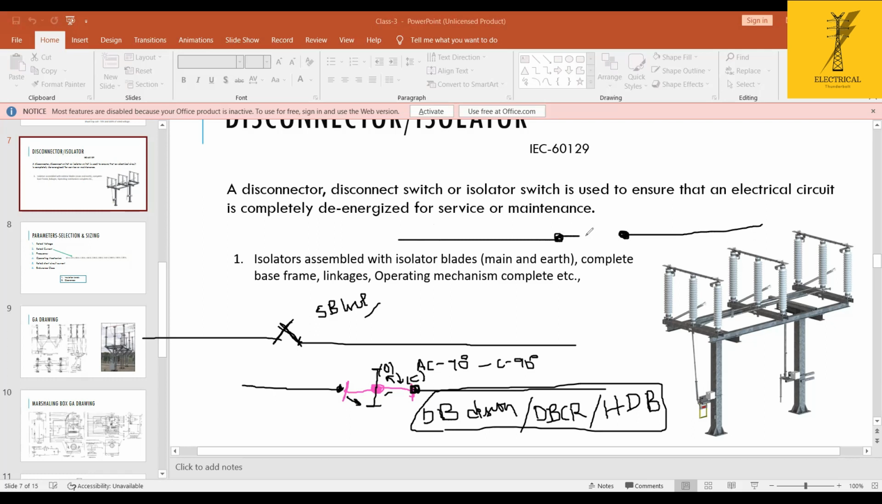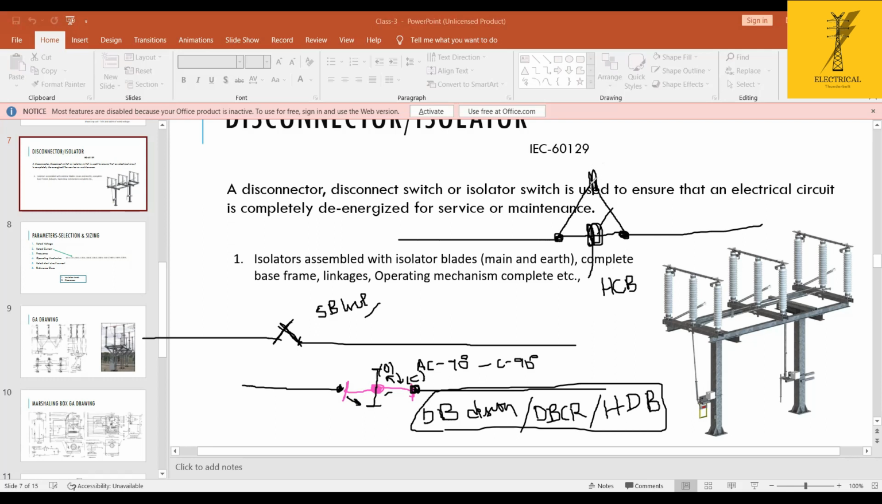It has some connection like this. This will be moved towards that, and these are the fixed ones. So it's breaking horizontally. This is the horizontal central break isolator. The same thing, if it is opening in a vertical way, is called the vertical central break isolator. It is like this. If you open, it just comes to this position.